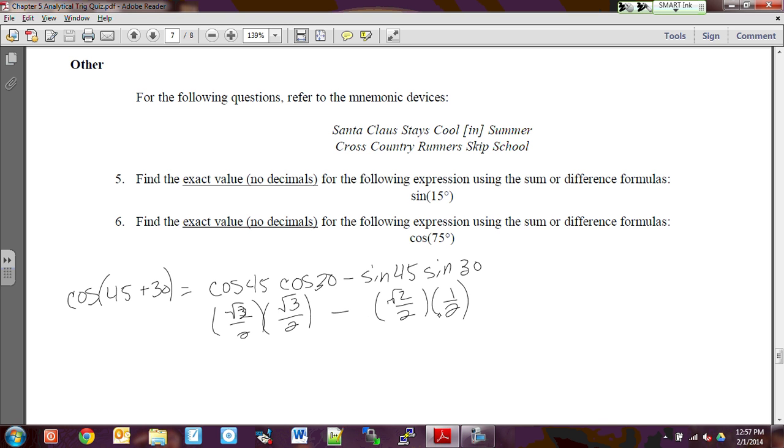Now you just multiply them together. Square root of 2 times the square root of 3 is the square root of 6, over 2 times 2 is 4, minus square root of 2 over 4. Write them as a single fraction. Square root of 6 minus the square root of 2 divided by 4. And again, you just want to leave this alone. You don't want to try to subtract them.